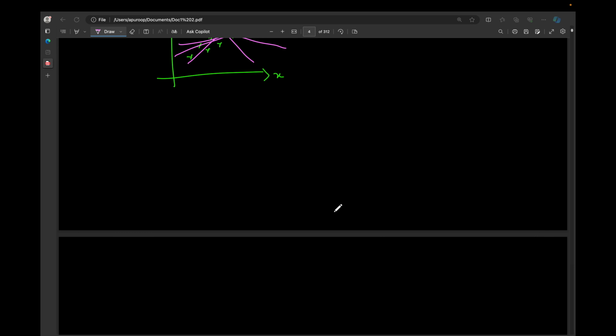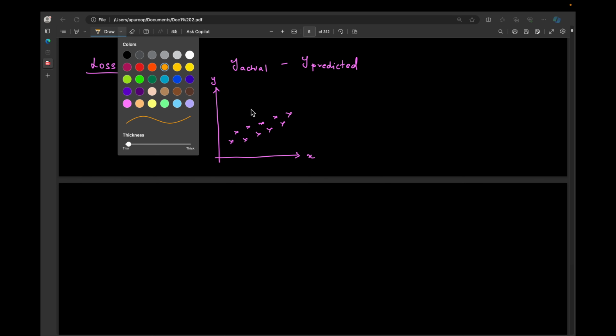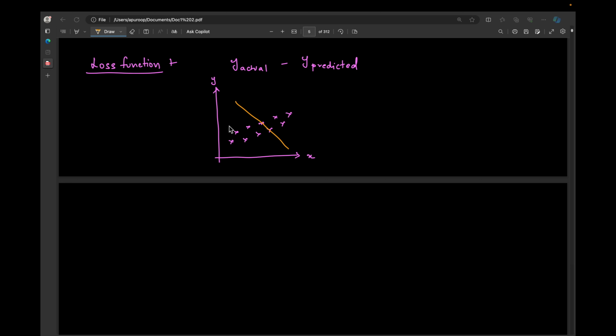Now let's try to observe what our loss function is. In the last class, I discussed that our loss function is y actual minus y predicted. So this is the loss function that we have discussed in the last class. But if we carefully observe, there is a slight problem with this y actual minus y predicted. So let's say this is x and this is y, and this is the data that we are having. For this kind of data, let's say some initial hypothesis like this, and the model has adjusted our initial hypothesis like this.